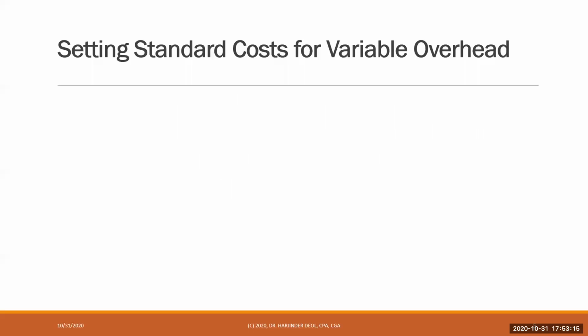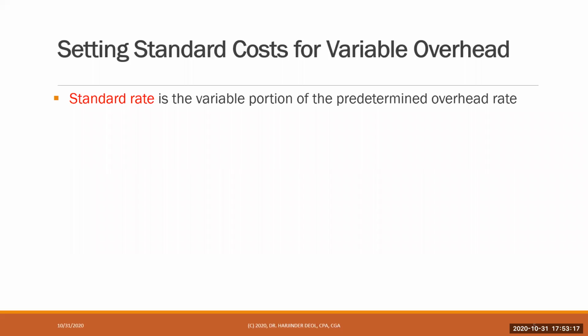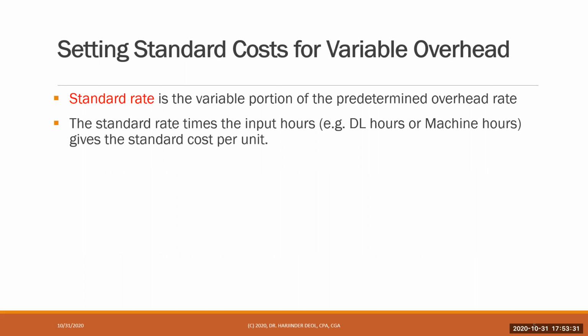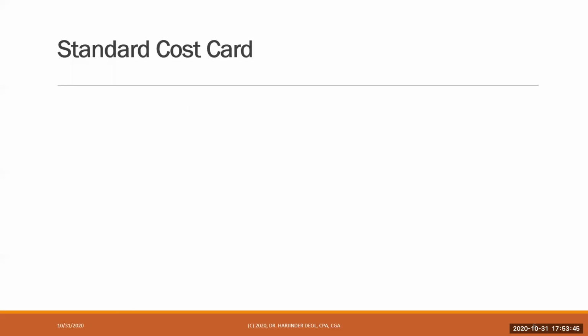Standard costs for variable overhead. Basically, we calculate a standard rate, which is the equivalent for the variable portion of the predetermined overhead rate. And the standard rate multiplied by the input hours, could be direct labor hours or machine hours, gives us the standard cost for each unit. The standard cost card indicates the quantity and costs of input needed per unit of output.